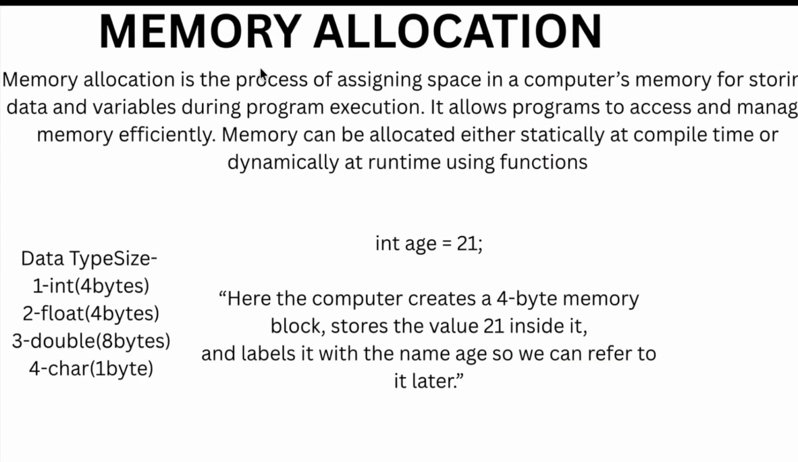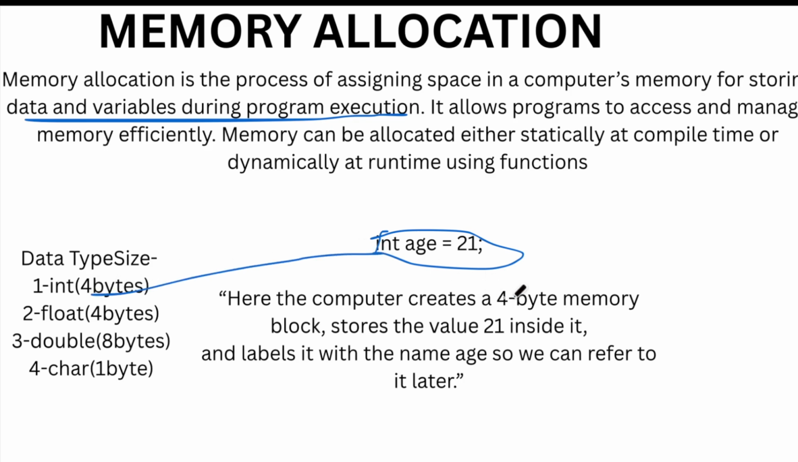The last topic is memory allocation. Memory allocation is the process of assigning space in the computer memory for storing data and variables during program execution. Here is the amount of storage that our data types will consume. int will consume 4 bytes, float 4 bytes, double 8 bytes, char 1 byte. When I write int age = 21, it means the computer creates a 4-byte block of memory that stores the value 21 inside it and labels it with the name age, so we can refer to it later.